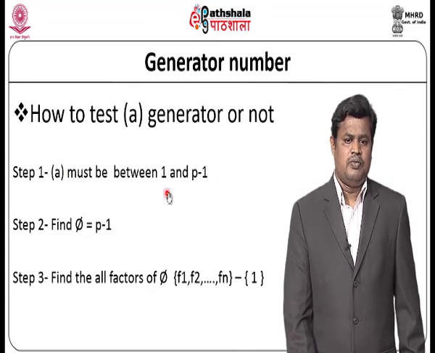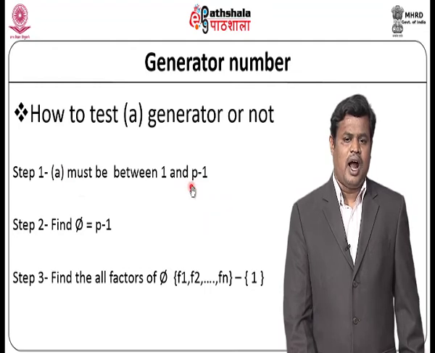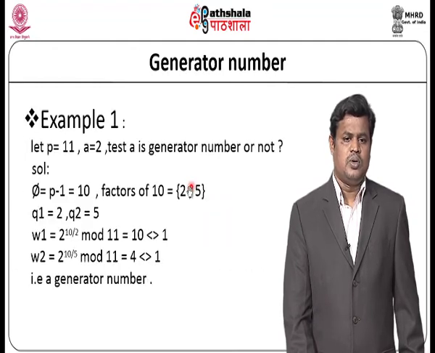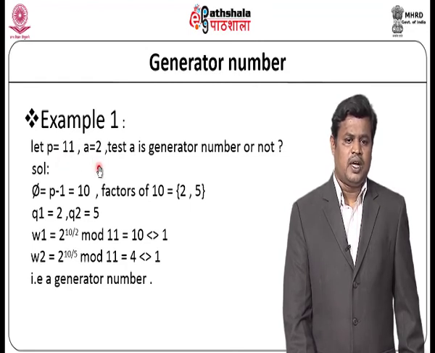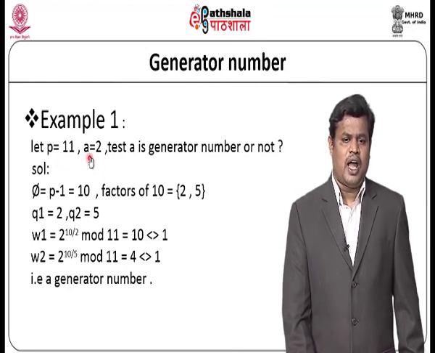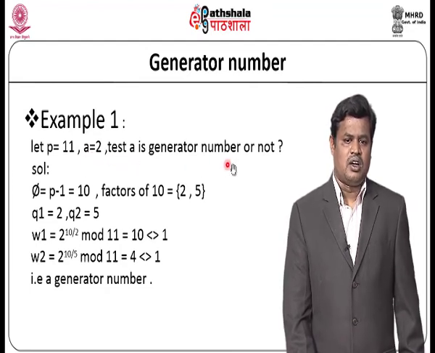So, we need to choose a value between 1 and p minus 1. Here p is 11, which means I need to choose a value from 1 to 10. Assume that I am taking a value a is equal to 2. Here I want to test whether a is a generator or not.